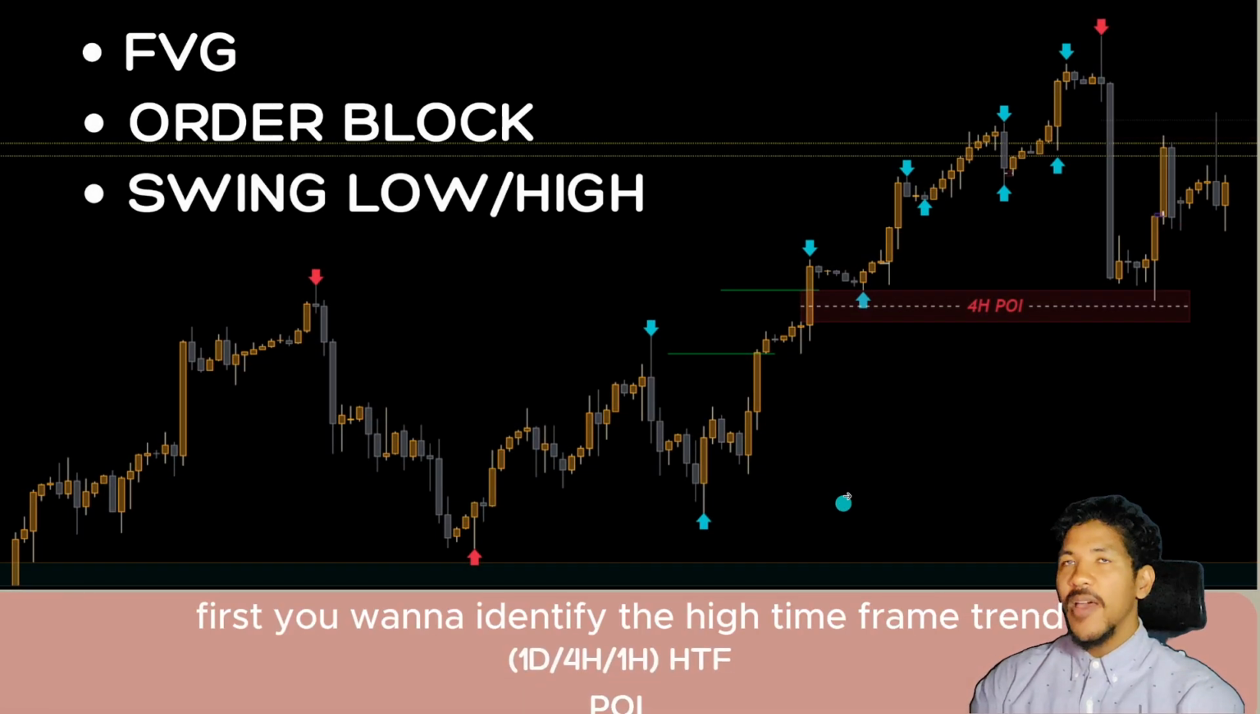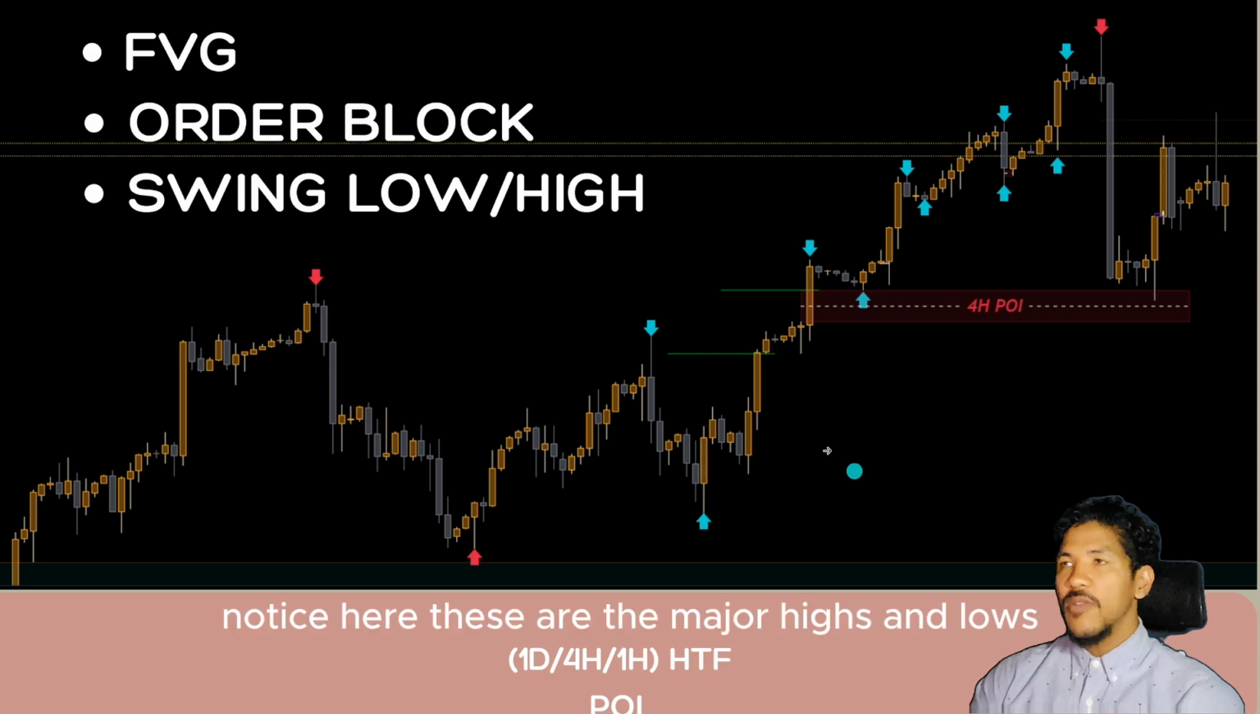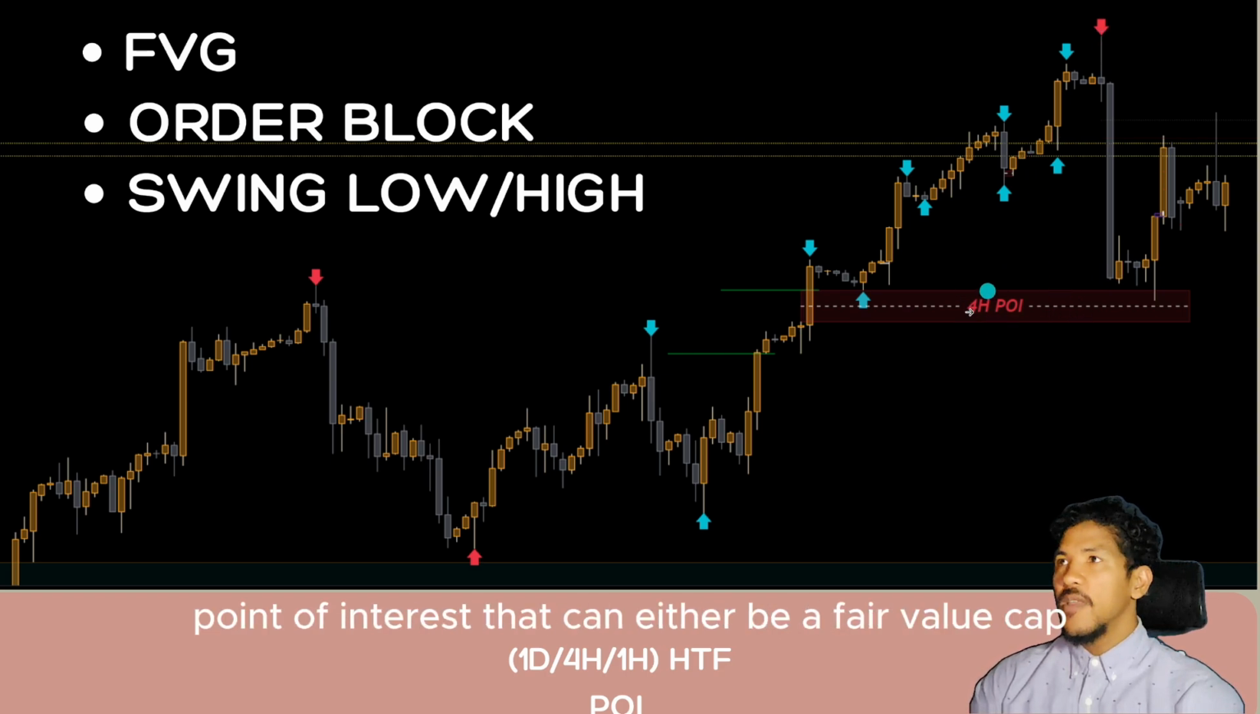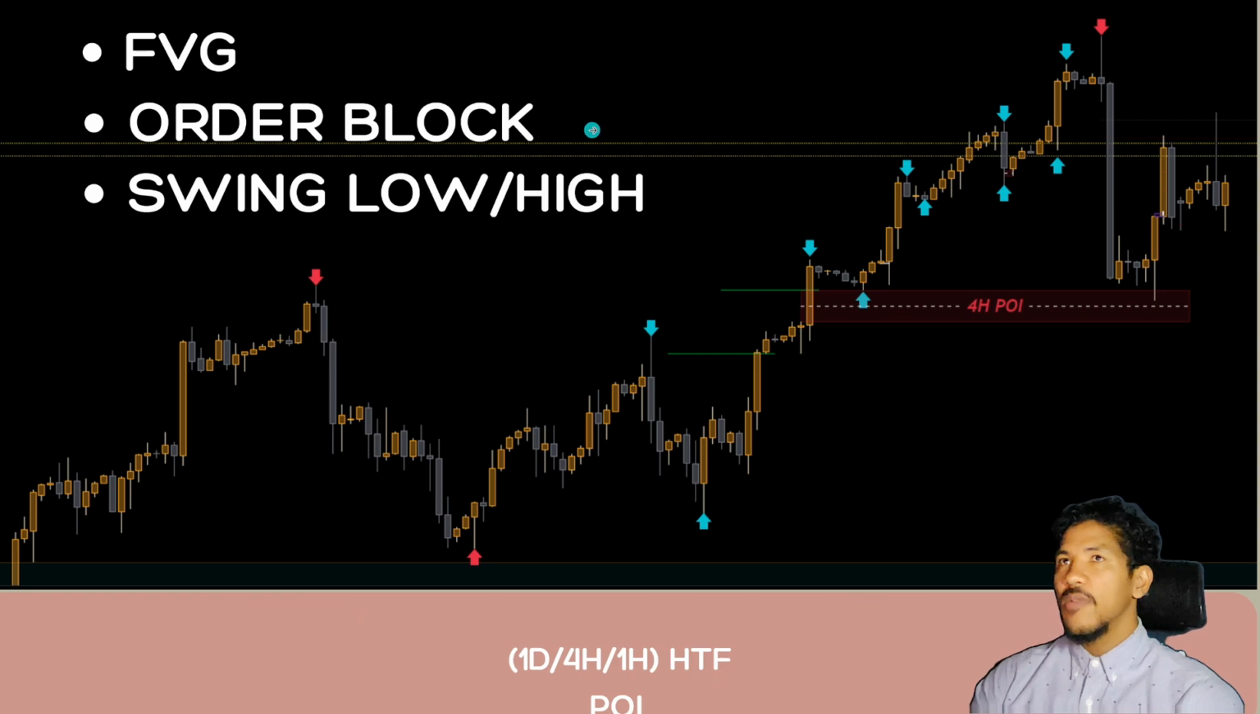So to begin, first you want to identify the high time frame trend. You notice here, these are the major highs and lows, the intermediate highs and lows in between. And you want to wait for price to enter into a higher time frame point of interest. That can either be a fair value gap, an order block, or a swing low or high.